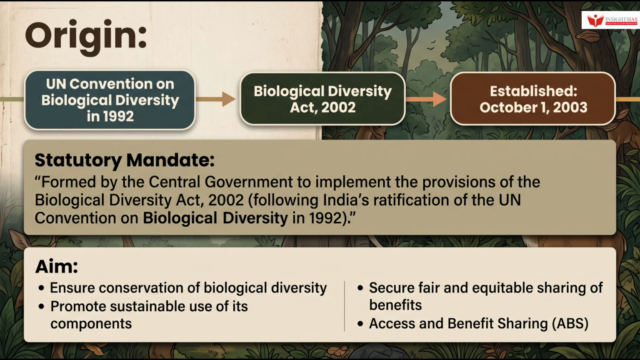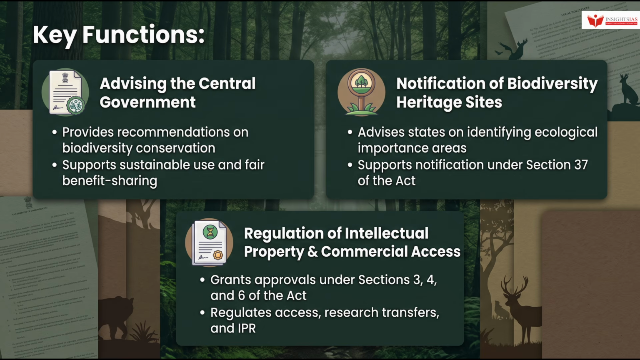Now, let's go through the key functions of the NBA, and this is genuinely comprehensive, so let's slow down. It advises the central government, providing strategic recommendations to the union government on biodiversity conservation, sustainable utilization, and fair benefit sharing mechanisms. It handles notification of biodiversity heritage sites, advising state governments on selecting and notifying areas of significant ecological importance as biodiversity heritage sites under Section 37 of the Act.